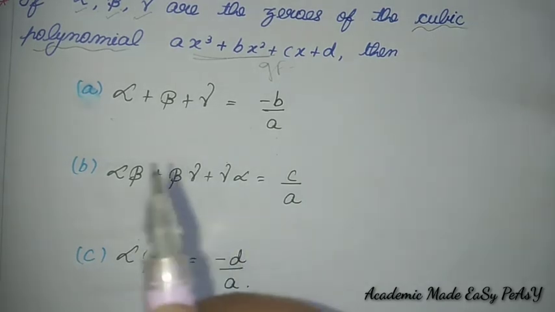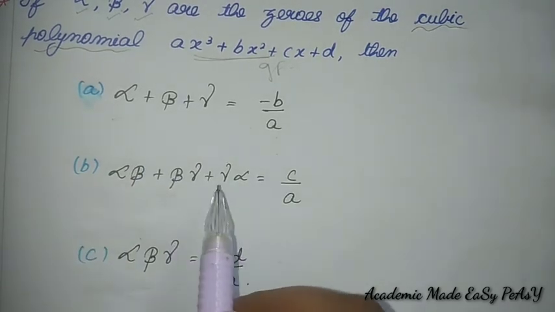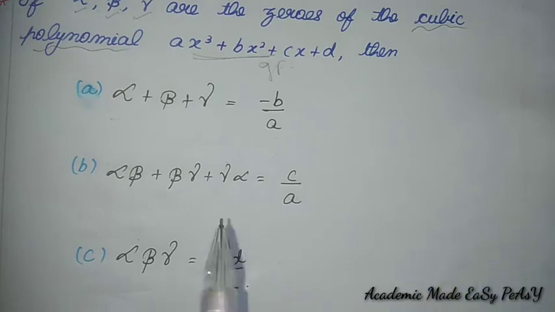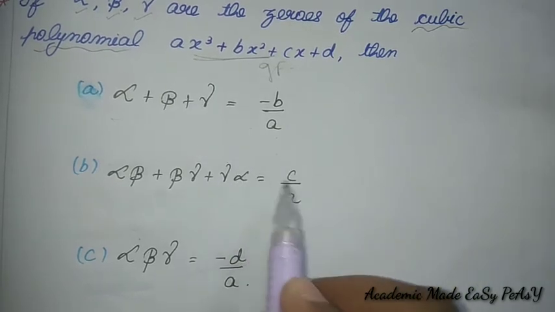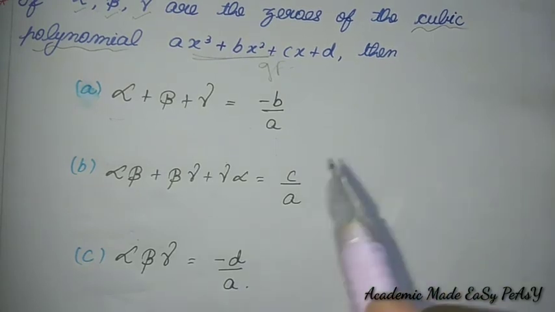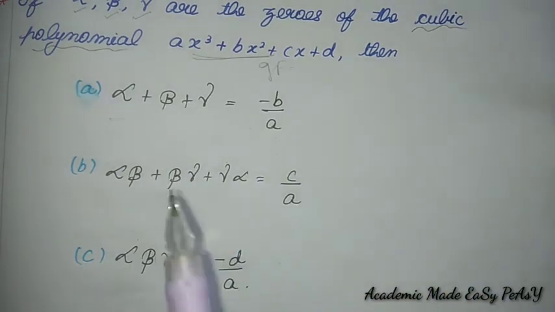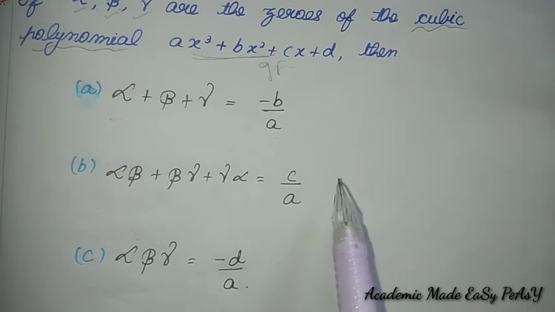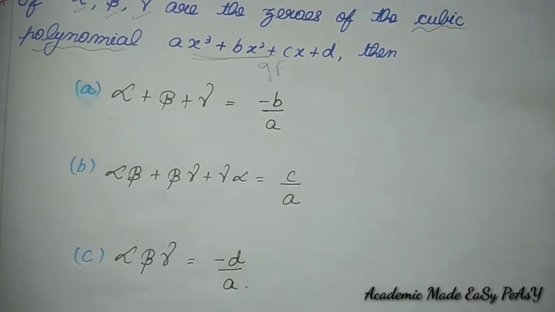Okay, so next we will be learning the sum of products. Sum of products is nothing but alpha beta, beta gamma, gamma alpha. That is the sum of products, and that will be c by a. For a quadratic polynomial, we just saw c by a when it is alpha beta alone, and here if it is alpha beta plus beta gamma plus gamma alpha, then it will be c by a.